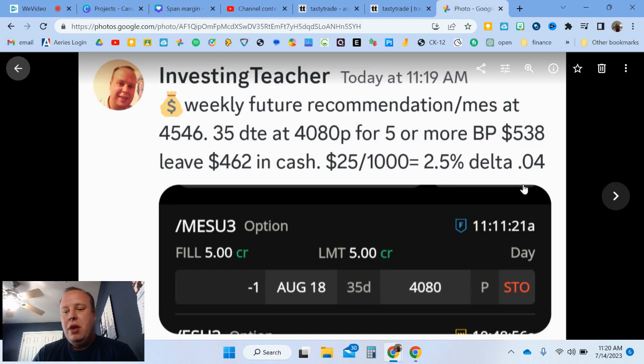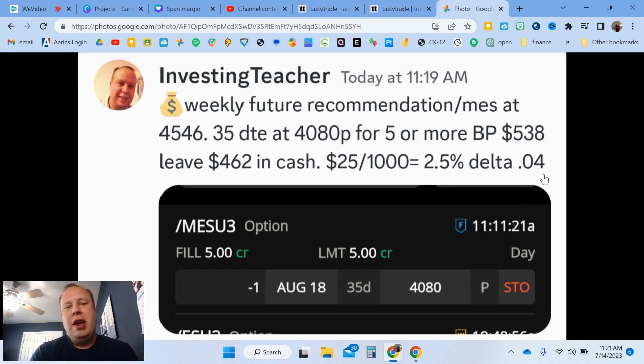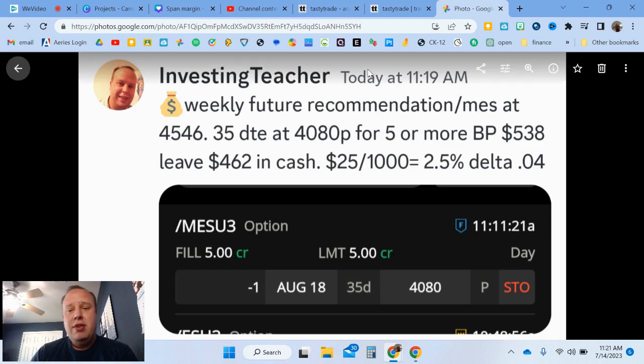It's a good return. The delta, 0.04, is the approximate risk we have in the position. There's only about a 4% chance that it's going to go below this 40.80 strike price. So that means there's a 96% chance it won't, and then we keep our funds.